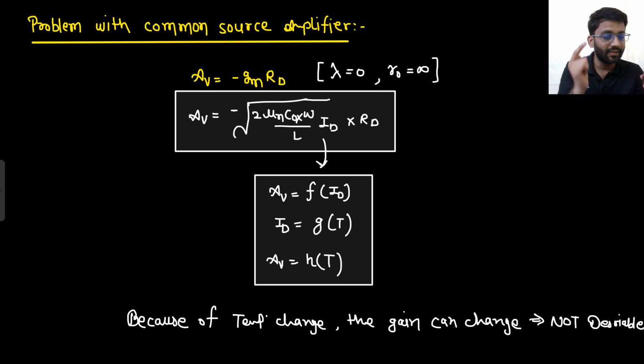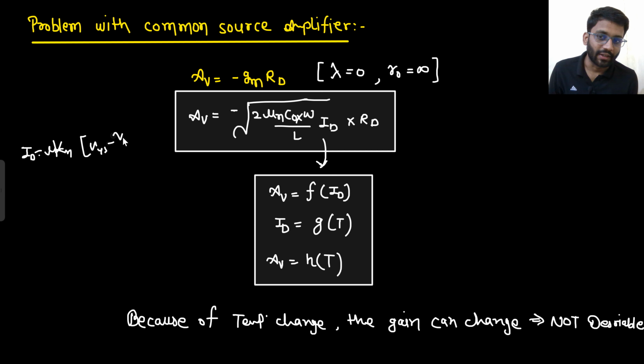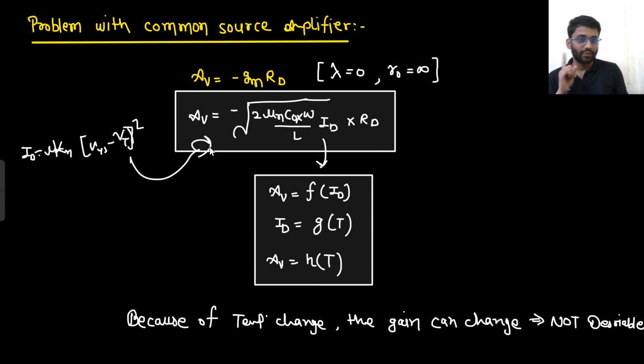When you find GM, what formula did you use? ID equals to mu n Cox W by L VGS minus VT whole square. Then using this formula only, you go to this formula. So ID is DC here. That is the DC current.